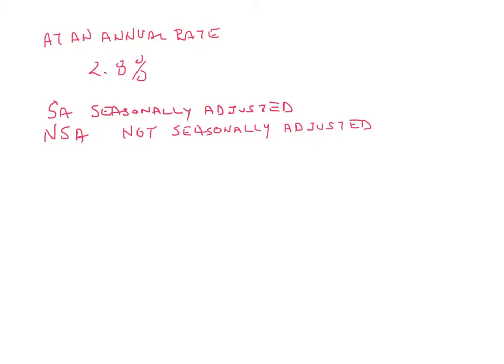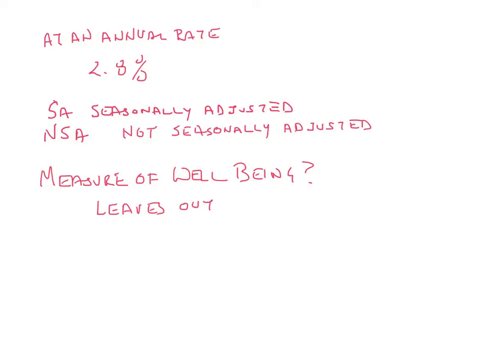Now the next question is, is GDP some measure of well-being? Some people say no. Some people say yes. And the reason why it may not be a great measure of well-being is it does leave out certain things. For example, it leaves out leisure. And we would all be better off having more leisure time. But there's no accounting for that extra leisure time in the GDP.